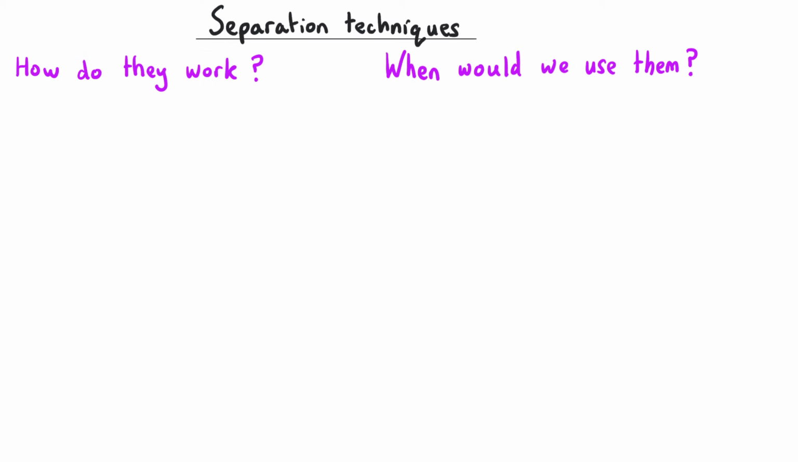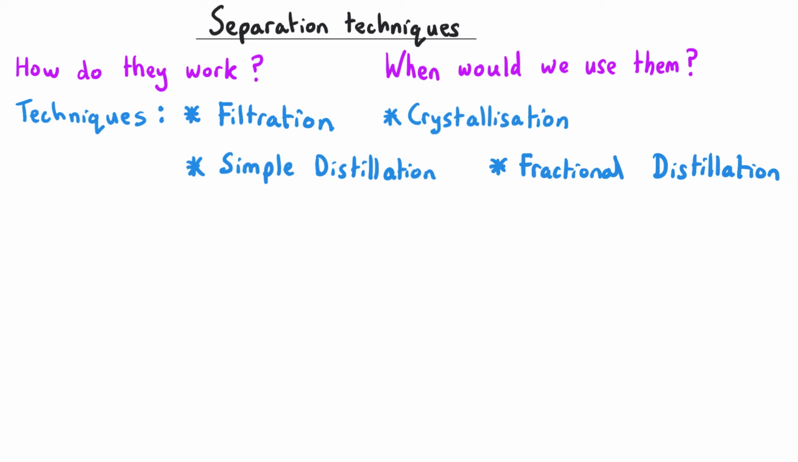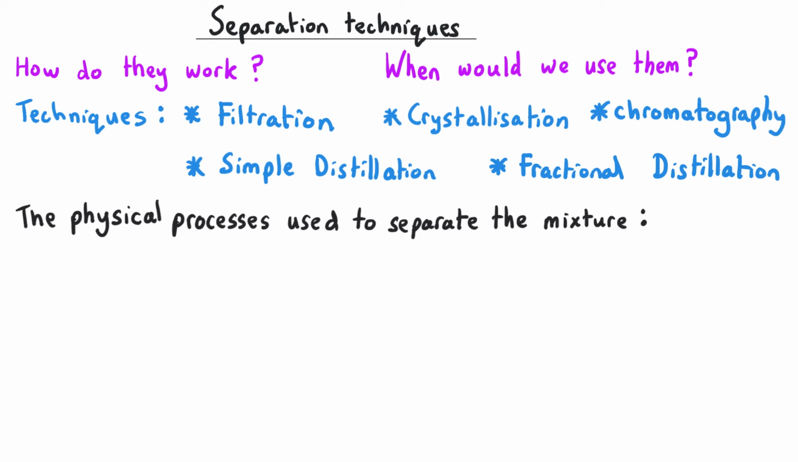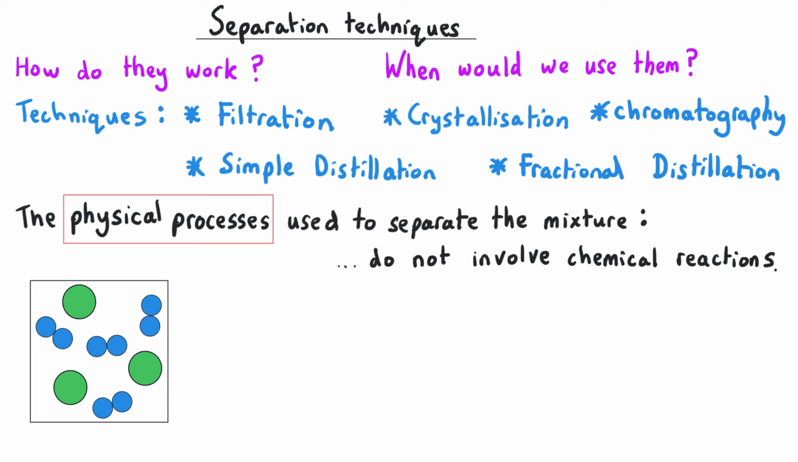You need to be aware of five different separation techniques. You need to be able to explain how they work and suggest examples of mixtures that you might separate using that technique. And these techniques are filtration, crystallization, simple distillation, fractional distillation, and chromatography. Each of those techniques uses a physical process to separate the mixture, and they don't involve any chemical reactions at all. And the diagram at the bottom of the page illustrates the physical separation technique.